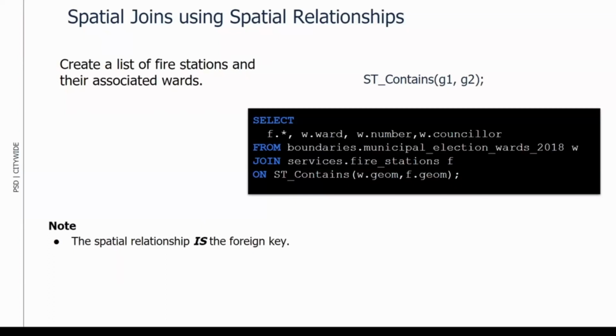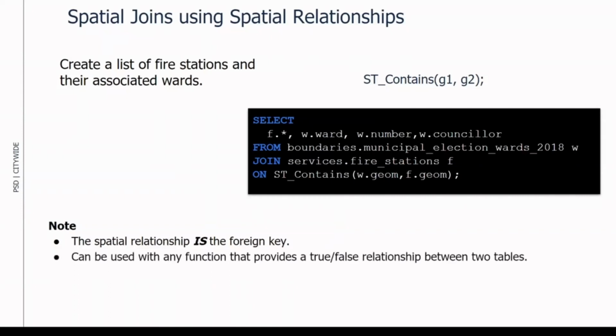Normally when we relate two tables together, it's because they have a common field, and that's the foreign key, and the integer will be the same in both, and you can connect those two tables and they're joined. In this case, with a spatial database, the spatial relationship is the foreign key. So it can be used with any function that provides any type of true-false relationship for two tables.